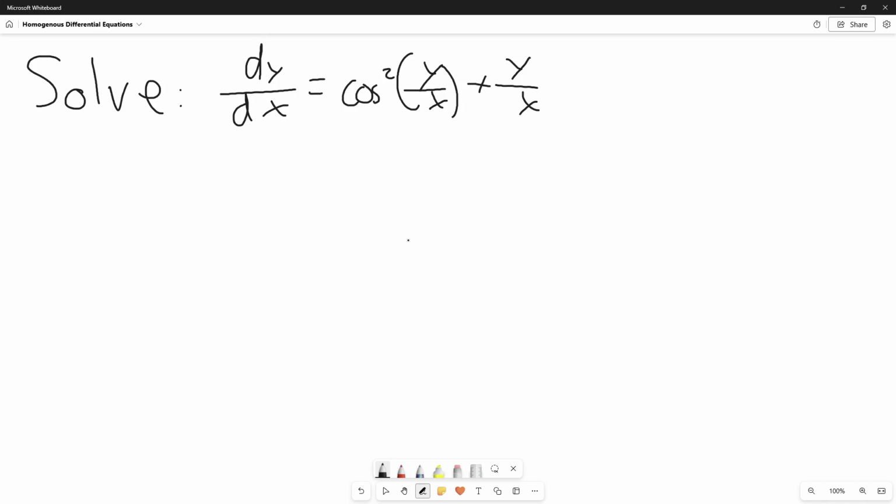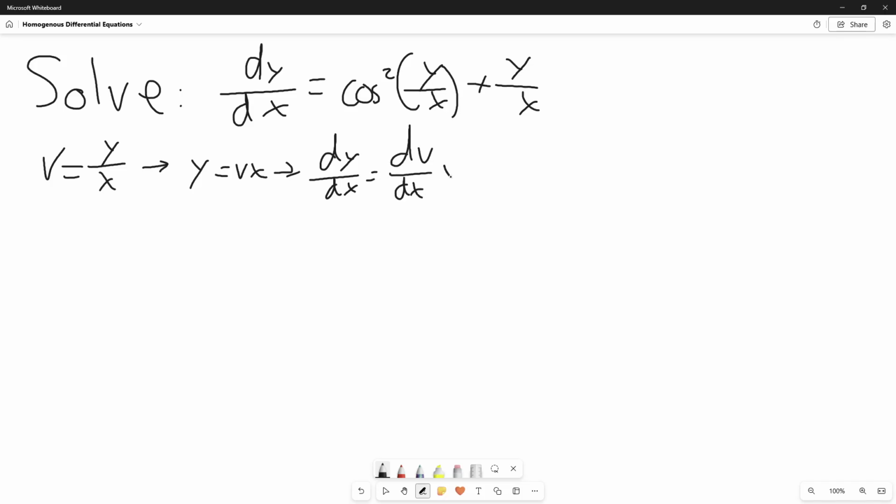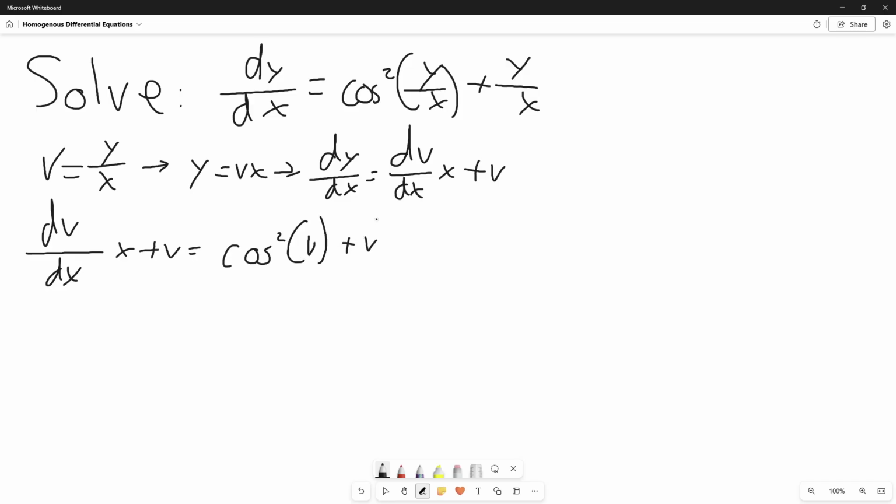This one says solve dy over dx equals cosine squared of y over x plus y over x. And this one, it's pretty obvious that it's homogeneous because it's already in homogeneous form when they give it to you. And you can just substitute v equals y over x, y equals vx, and dy over dx is equal to dv over dx times x plus v. So dv over dx times x plus v is equal to cosine squared of v plus v. And then subtract v from both sides.